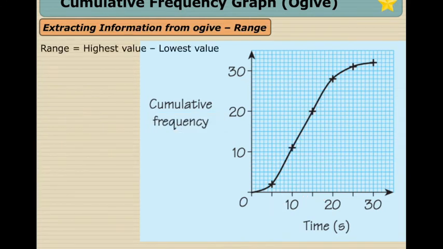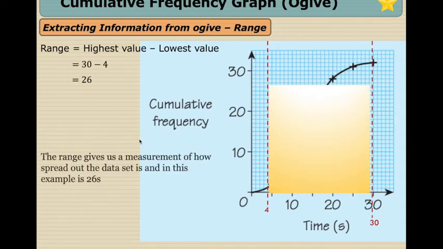Okay, next, how do we extract information about range from the graph? Well, we know that range is equal to highest value minus the lowest value. Okay, and we know that the highest value is 30 and the lowest value is 4. This is given in the questions. So the range is equal to 30 minus 4. That's equal to 26. And this range gives us a measurement of how spread out the data set is. So the entire set of data in this example is 26 seconds.